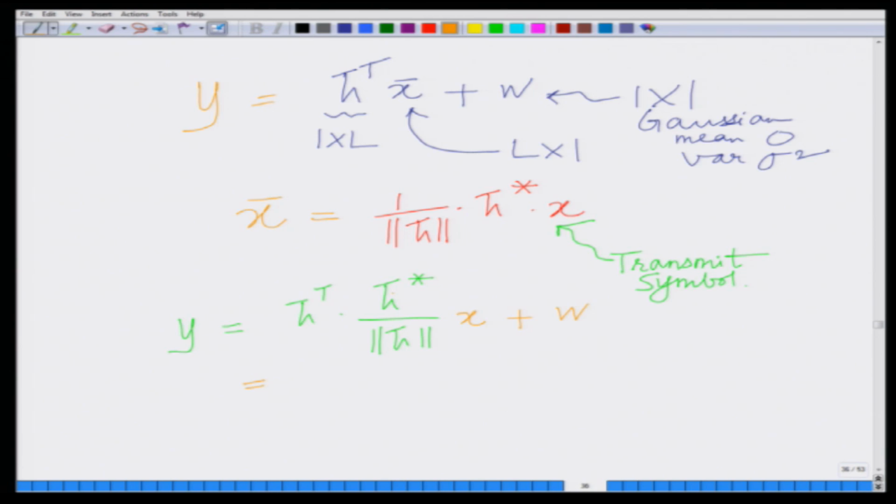Now, H bar transpose norm H bar, transpose H bar conjugate, equals norm H bar square divided by norm H bar, which gives me H bar X plus W, and therefore my SNR goes as norm H bar square P divided by sigma square. This is the same as MRC. Therefore, the bit error rate performance of transmit beamforming is identical to that of MRC.